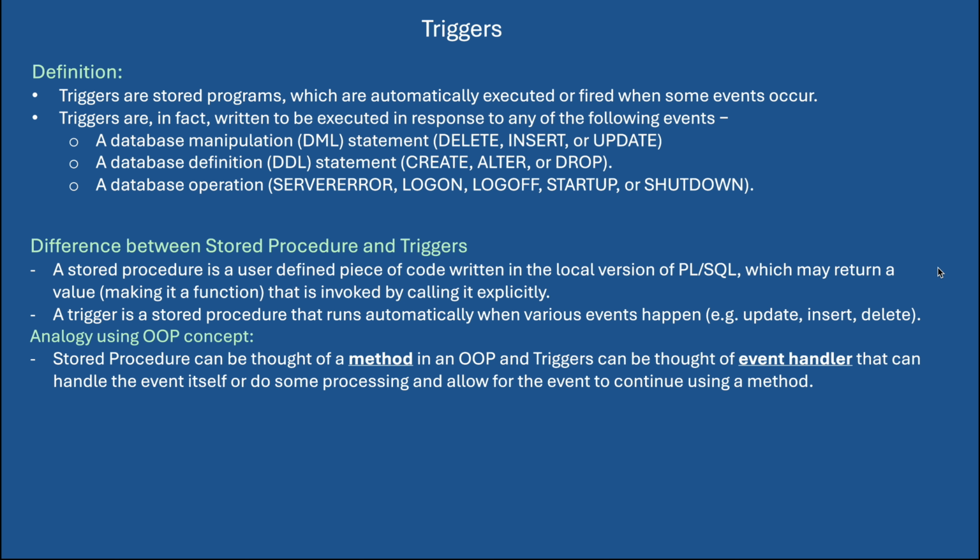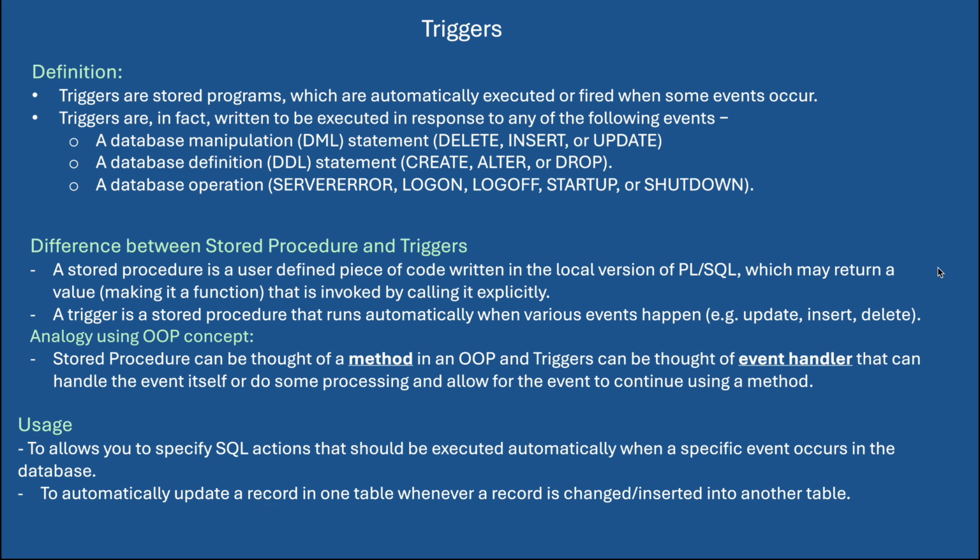A stored procedure can be thought of as a method in object-oriented programming, and triggers can be thought of as event handlers that can handle the event itself or do some processing and allow the event to continue using a method. In terms of uses, triggers allow you to specify SQL actions that should be executed automatically when a specific event occurs. And they also allow you to automatically update a record in one table whenever a record is changed or inserted into another table.